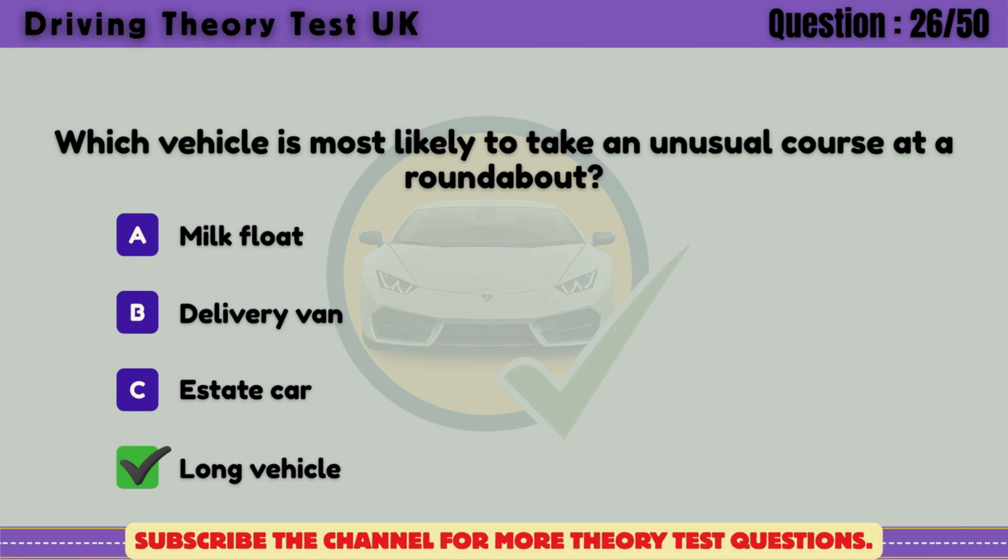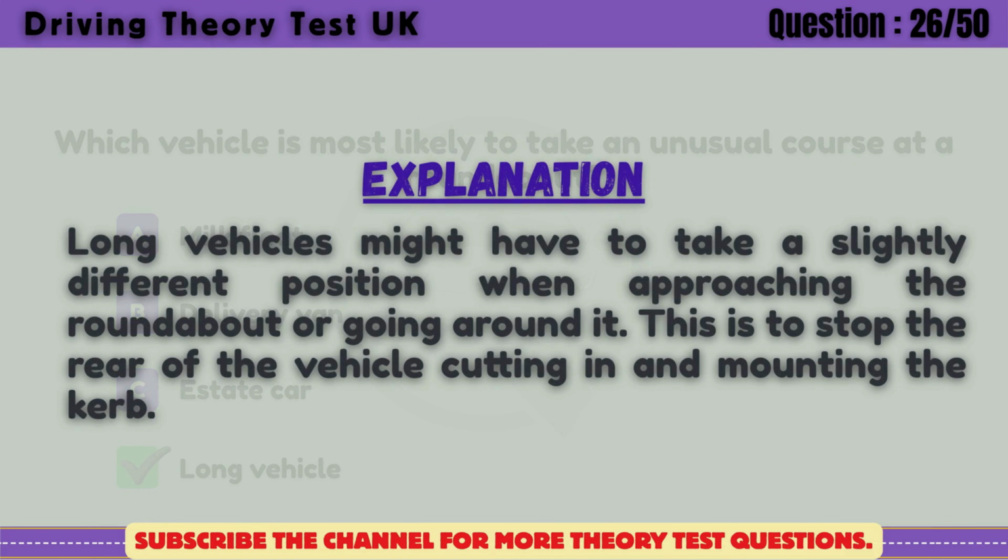Answer is D. Long vehicle. Long vehicles might have to take a slightly different position when approaching the roundabout or going around it. This is to stop the rear of the vehicle cutting in and mounting the curb.